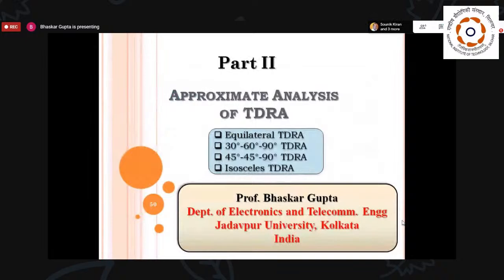First rectangular, then we analyzed circular shape. So lastly, we take up, this is very interesting, approximate analysis. We call it approximate because in any case, cavity model is an approximate one. But nonetheless, our results are more accurate than the others. We analyzed the commonest triangular shape, equilateral triangle. Then we analyzed 30, 60, 90 triangle, 45 degree, 90 degree triangle, which is a special case of an isosceles triangle. So all these triangles were used to generate corresponding DRAs and analyze.